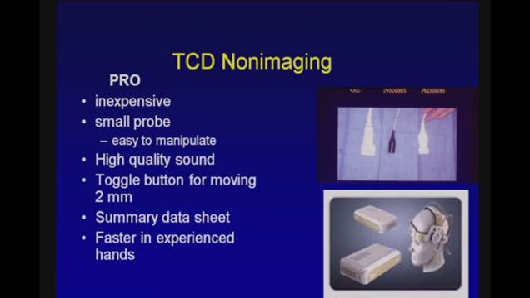Advantages of the non-imaging transducers are that they are relatively inexpensive. The probe is small, so it's easy to manipulate. There's high quality sound, which is critical in making sure you're in the center of the vessel. These are made specifically for transcranial Doppler, so there are toggle buttons for moving every 2 millimeters, there's summary data sheets, and it can be actually quite fast in experienced hands.